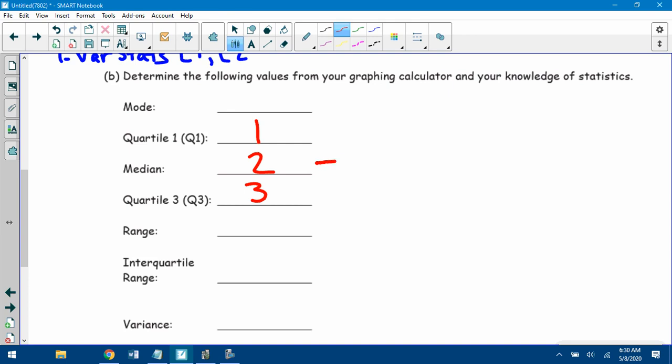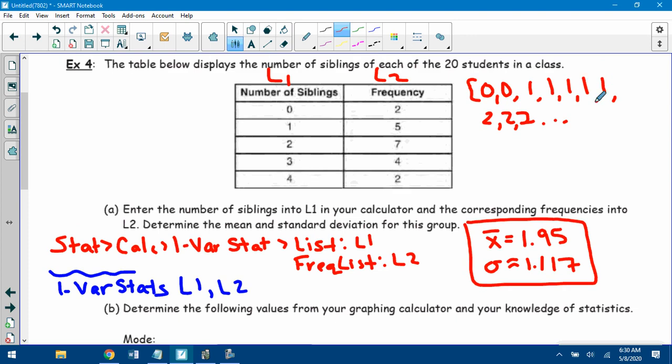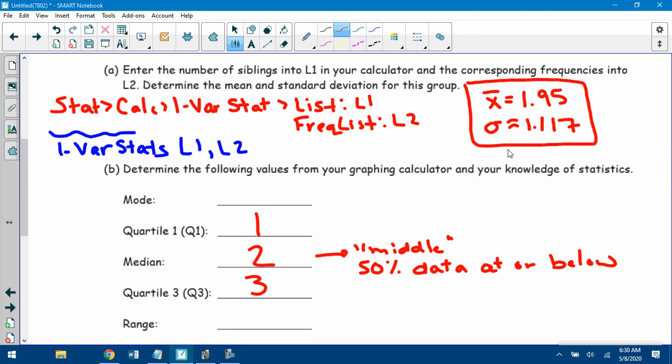Now median, let's start with that one. What do you think that means? Median sounds like middle. And the other thing that means is that 50% of the data is at or below 2 siblings. So if you list all of these data out and count in to find the center, you're going to be at 2. So half the people have more than 2, half the people have less than 2.